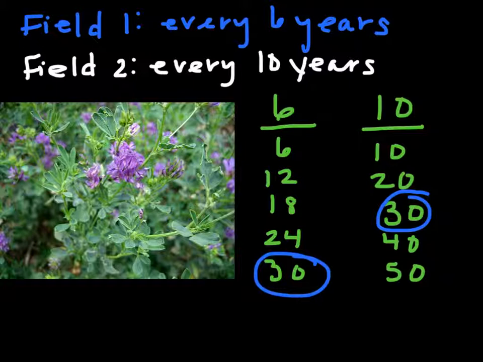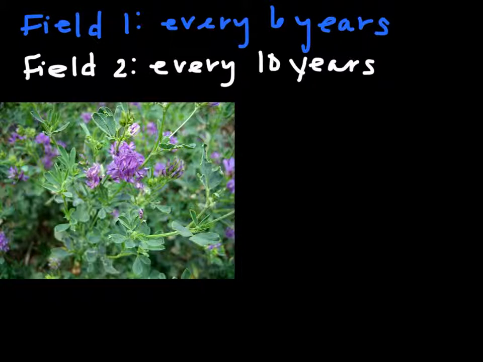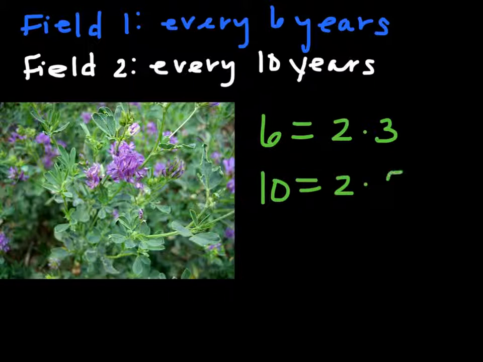Now let me show you method 2. In method 2, we prime factor 6 and 10. So the prime factorization of 6 is 2 times 3. And the prime factorization of 10 is 2 times 5. We identify the common factor, 2.